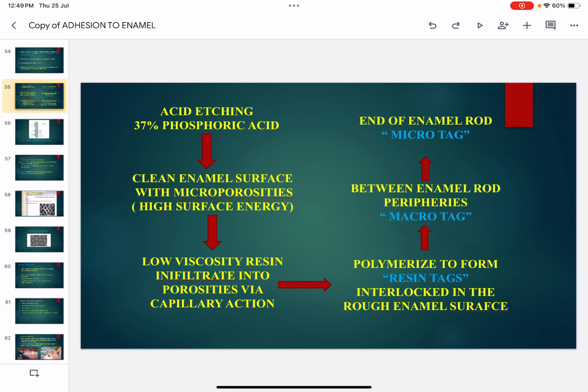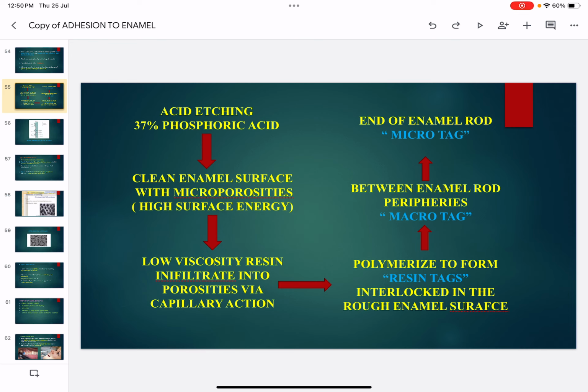So let us summarize how acid etching is done. Acid etching is done with the help of 37% phosphoric acid for 15 to 20 seconds. This will create a clean enamel surface with microporosities contributing to its high surface energy. On top of an acid etched tooth surface, we will apply a low viscosity resin which will infiltrate into these microporosities through capillary action.